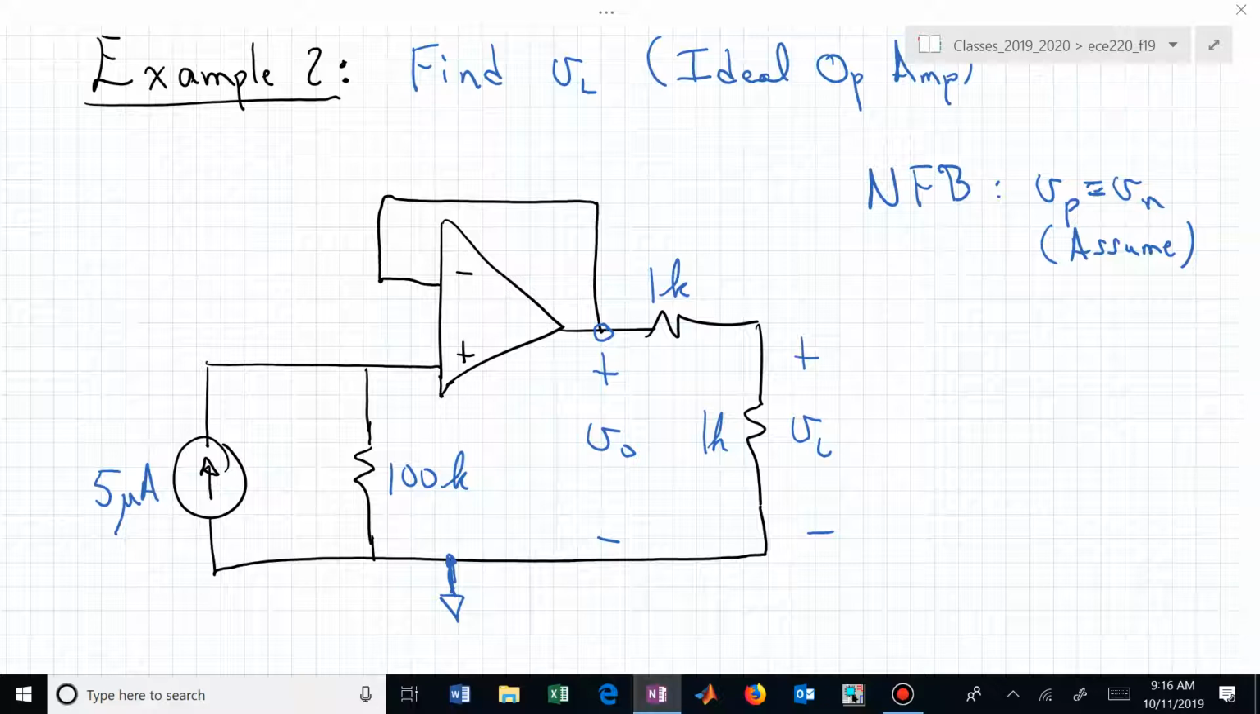Because at the very end, we're going to have to check to see if that output that we obtained is in fact within the rails, the supply rails. And I haven't even indicated the rails, so let's just assume they're very big. I haven't drawn them on. I haven't even given you those values. So let's just assume we're not going to be in saturation.